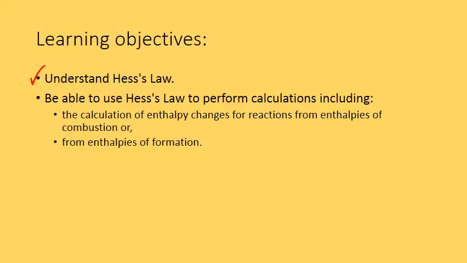Hopefully we understand that. After we understood Hess's law, we used data to perform calculations. First of all, to calculate an enthalpy change of reaction using enthalpy change of formation data. And then we used enthalpy change of combustion data to get enthalpy change of formation information. So we did those two worked examples and performed those two calculations. Hopefully you've understood that.